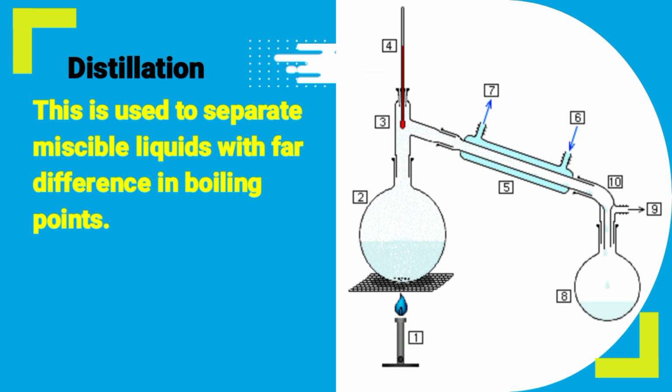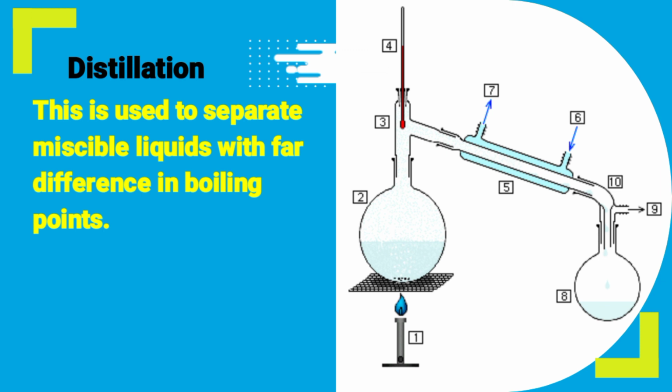So we look at distillation. This is used to separate miscible liquids with a far difference in boiling points. So if they have a far difference in boiling point, we can separate them. Don't mind the numbers 1 to 10. You can look at them like this: heat 1, 2, that is a round bottom flask, including 8 being the round bottom flask containing the distilled substance, and the 3 represents the connector, and the 4 represents the thermometer.